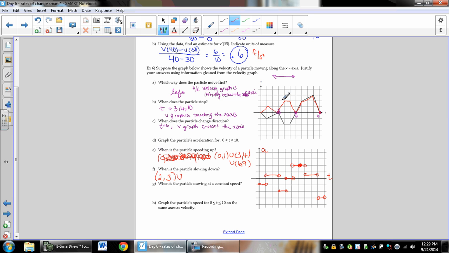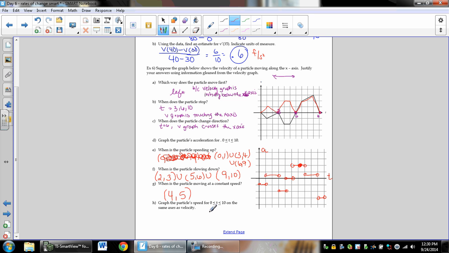And let's see, here it's flat, so that doesn't count. 5 to 6. And then 9 to 10. And when is the particle moving at a constant speed? Well, constant speed would mean when the speed graph is flat, and that's just here from 4 to 5.